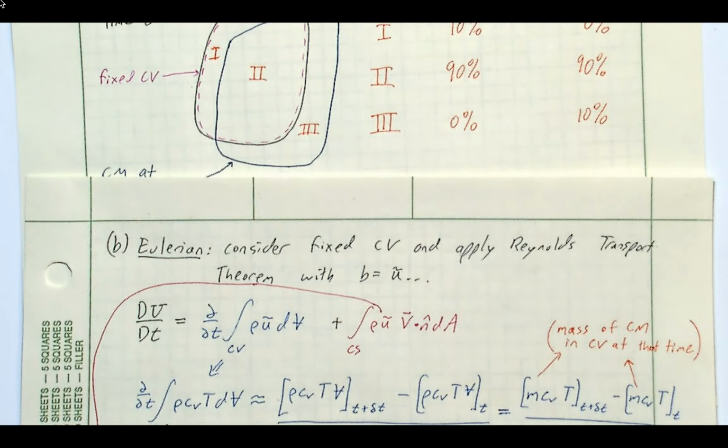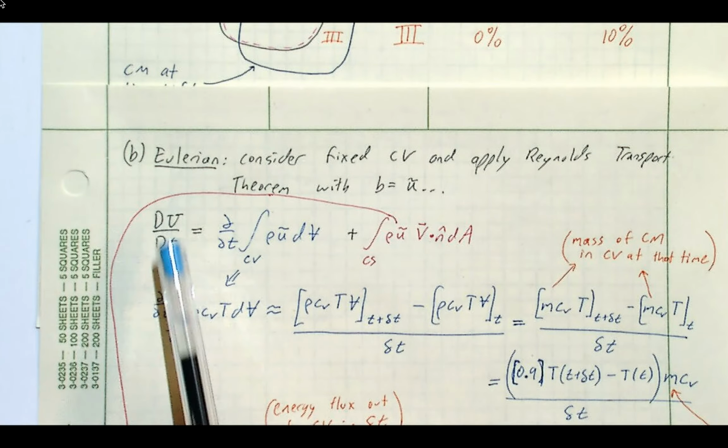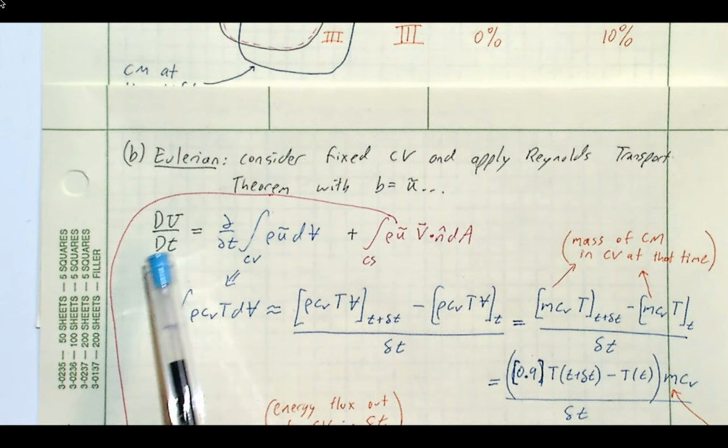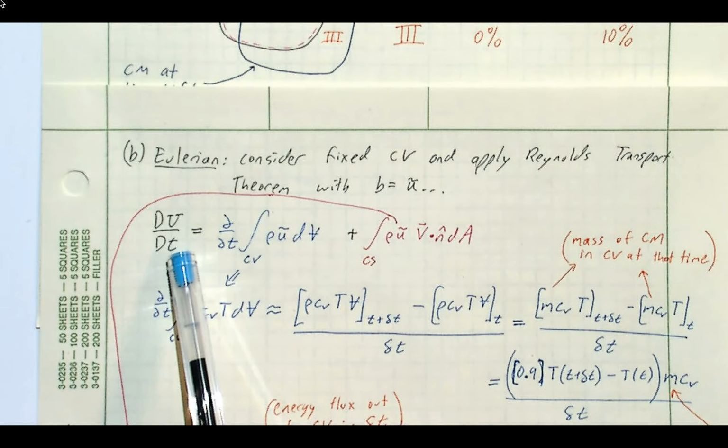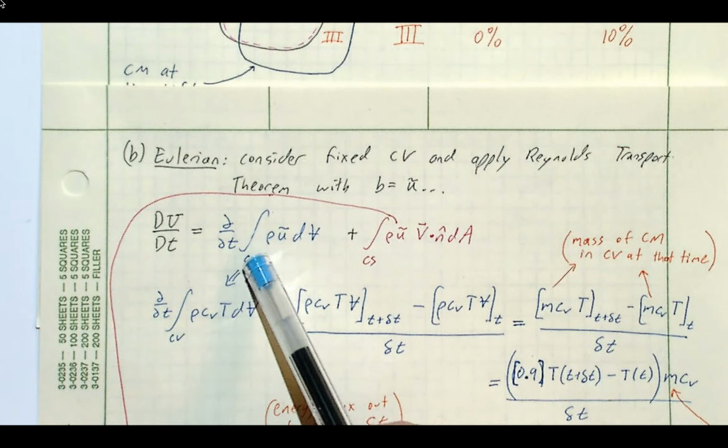So we'll consider the control volume drawn in the diagram and apply Reynolds transport theorem, where this intrinsic property is just the energy per unit mass. And if we plug this directly into the Reynolds transport theorem, we get that the total change of the energy of the control mass per time is equal to the time rate of change of this quantity integrated over CV.